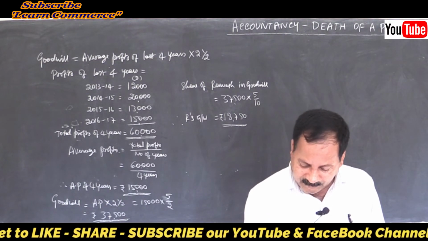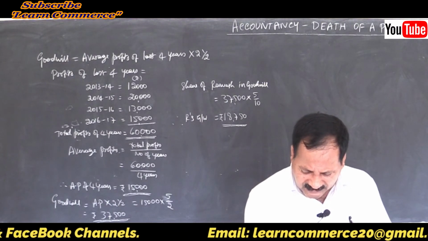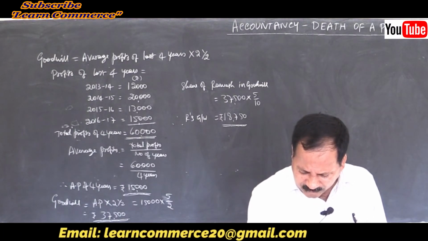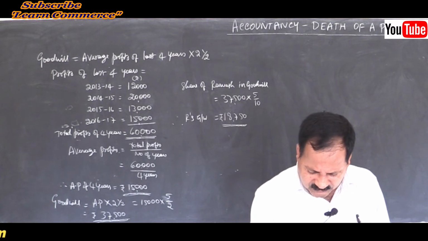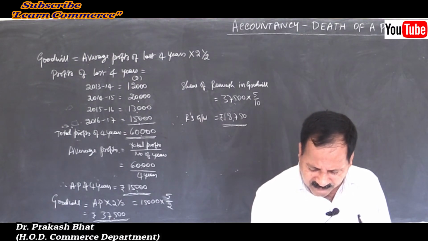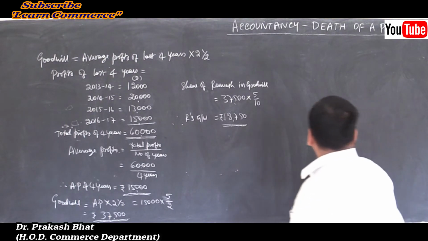Any other working note required? No, we can calculate there itself, in the ledger account itself: share in the profit from the last balance sheet date to the date of death, based on last year's profit. There itself we can calculate.